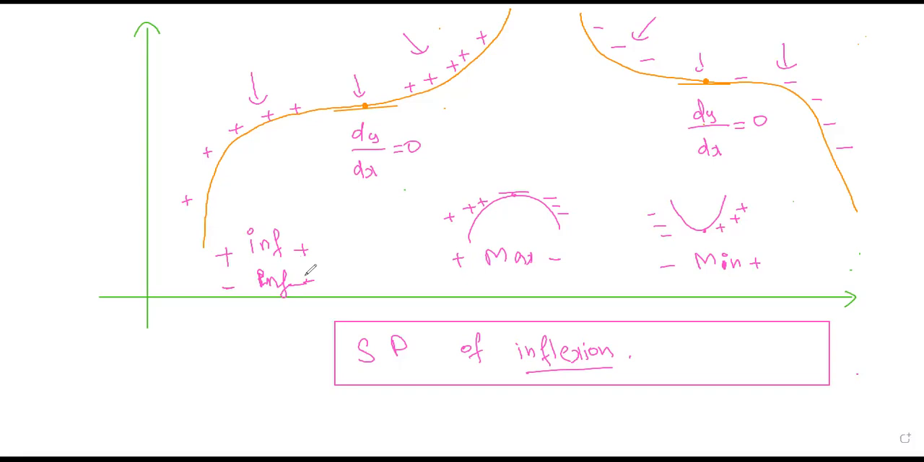Okay, now we know we have three things. How the stationary point could be of three types: either it would be the maximum point or the minimum point or the point of inflection. We are going to relate this concept to the second derivative and then see if it is a maximum point, a minimum point, or point of inflection.